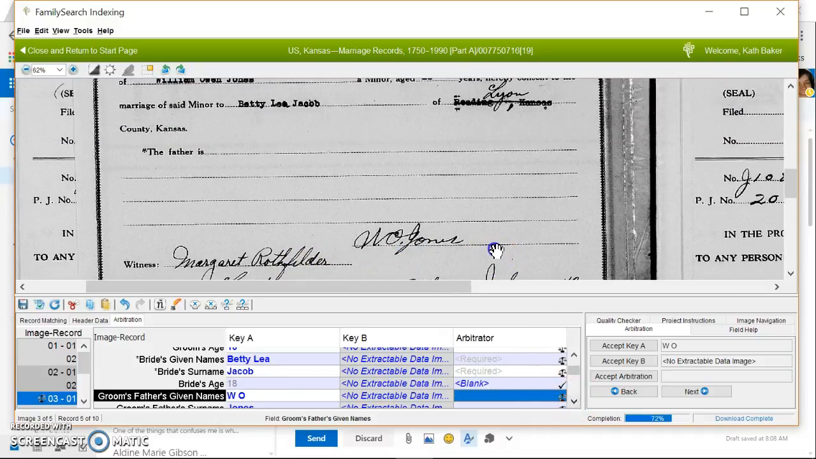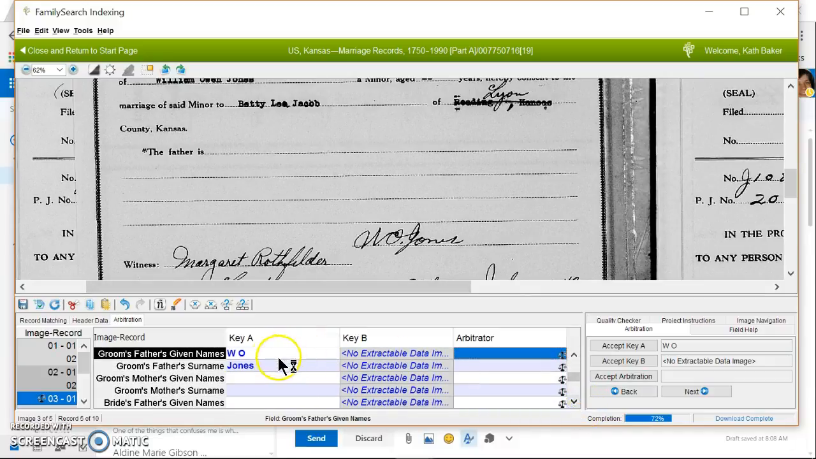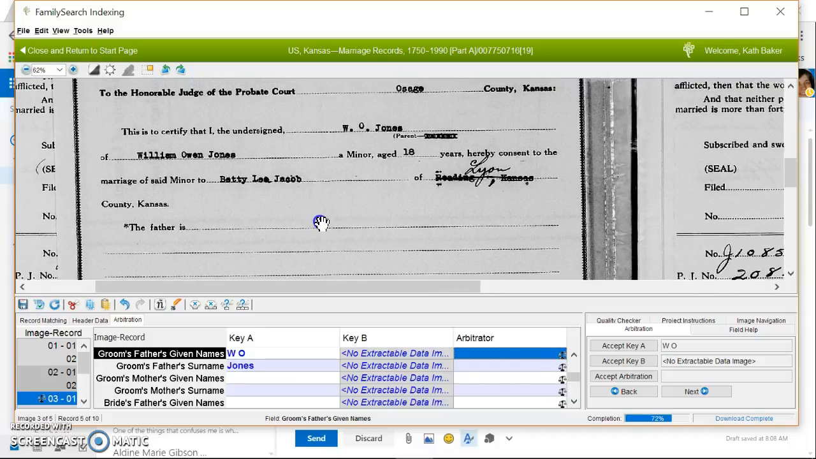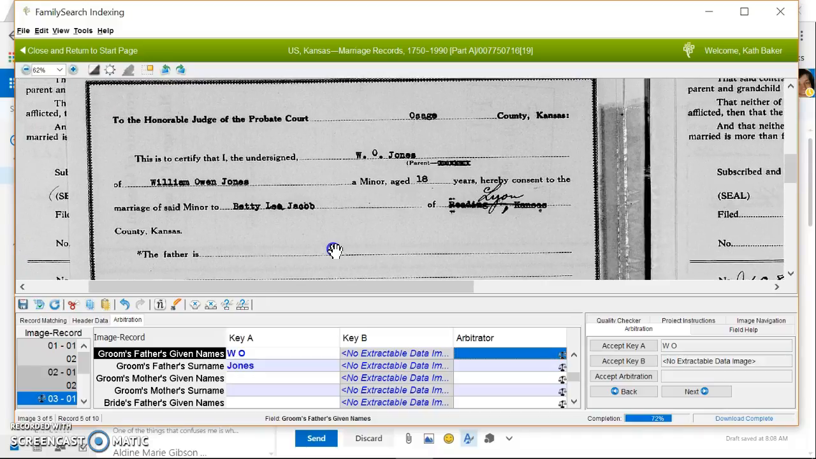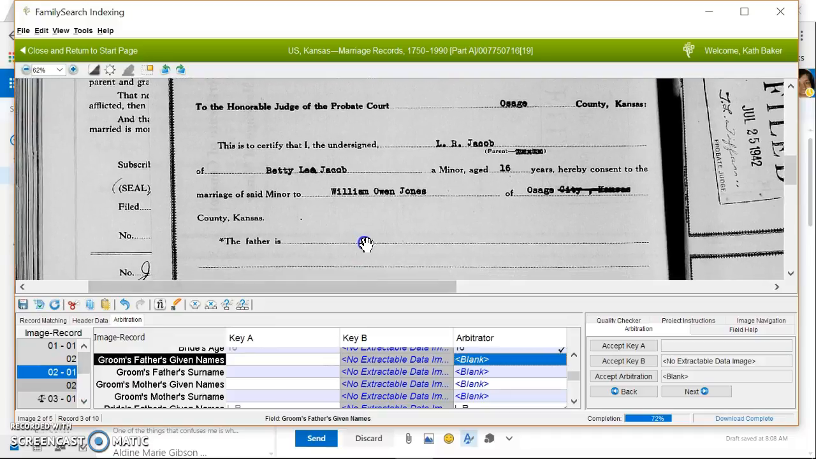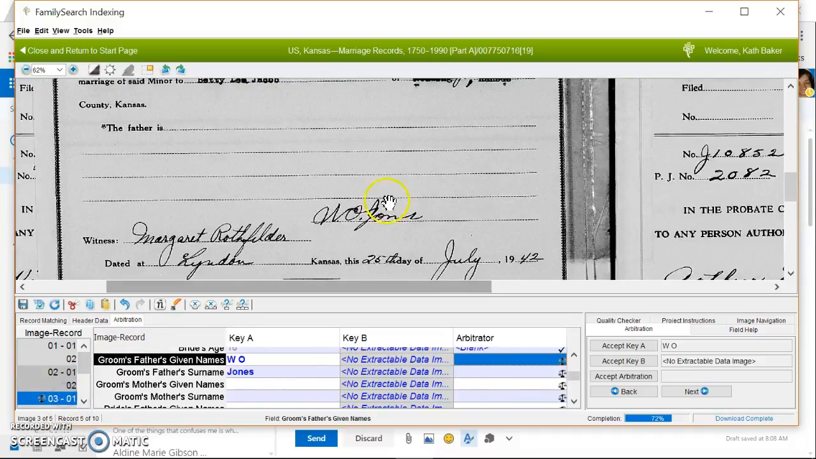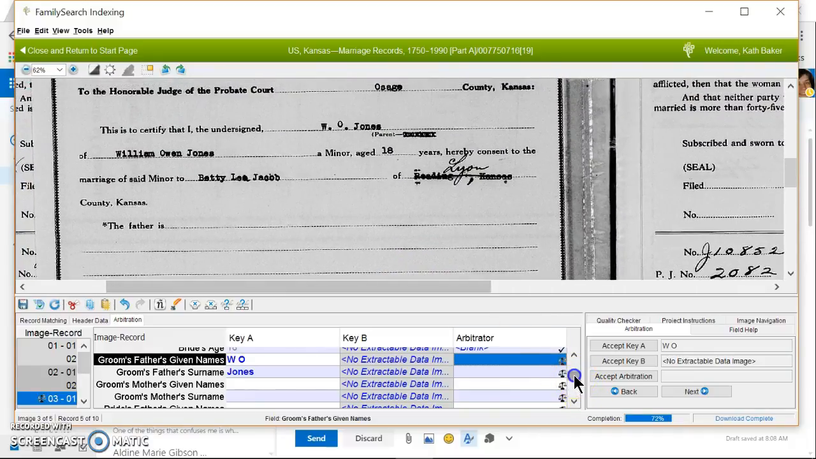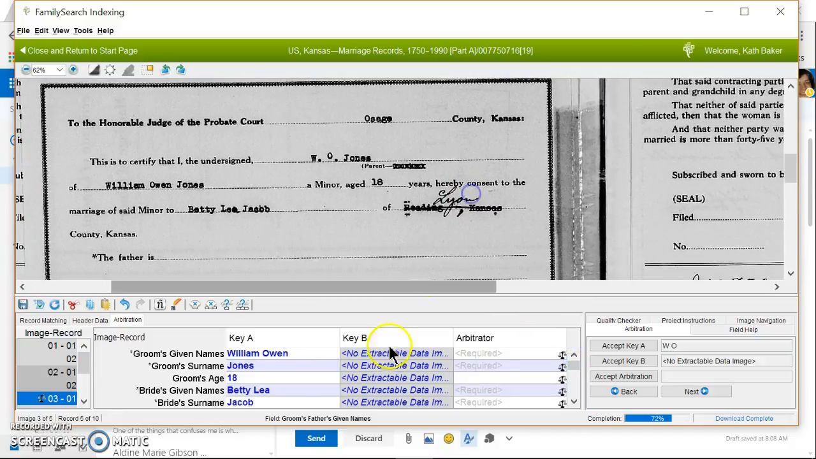W.O. Jones is written as the father here, and so we do want to make sure W.O. Jones, but it's not the groom's father. Well, it is. So is this a duplicate of that page before? I thought I figured this out last time. Betty Lee. It's not a duplicate because it has different information. And this one is dated. So we'd go through carefully and write everything that's on there. So I've saved this one to do.